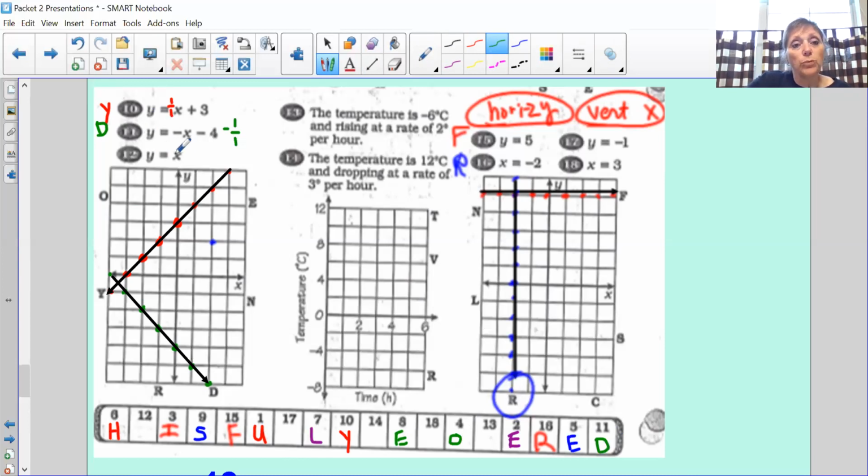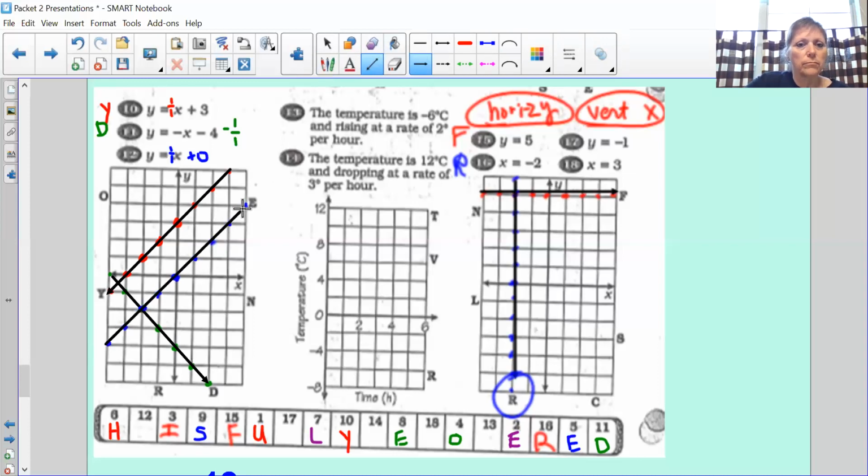Okay, last one. No numbers at all. So this one is going to be 1 over 1 and then plus 0. So it starts at the origin. Go up 1 over 1. And up 1 over 1, follow the pattern. And connect the dots, draw a line. And it's E. 12.